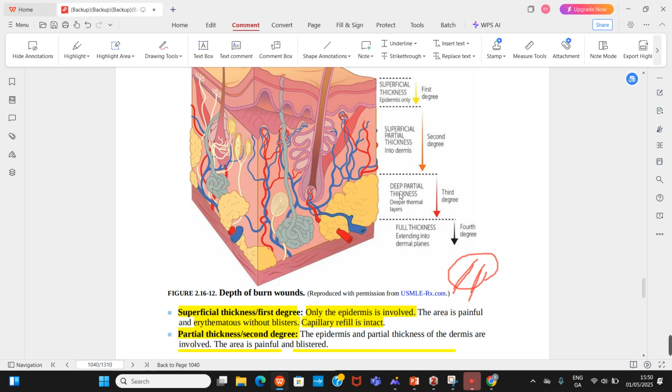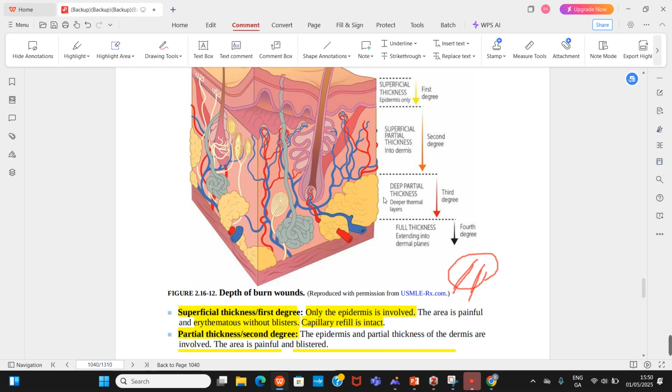So if you say deep partial thickness, because it's now deep, no pain again. The pain fibers will have been taken out, so no pain. But partial is there, so there's going to be blisters. So somebody having blisters with no pain, that's a deep partial thickness burn.